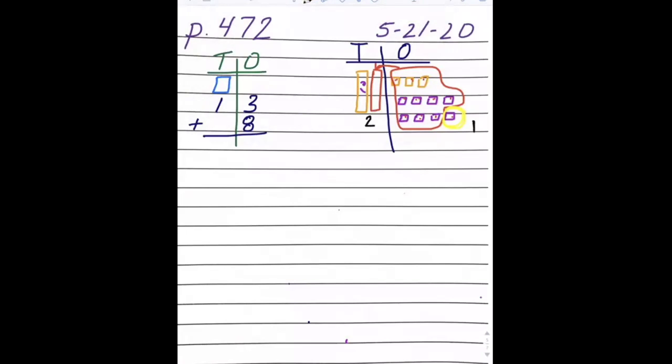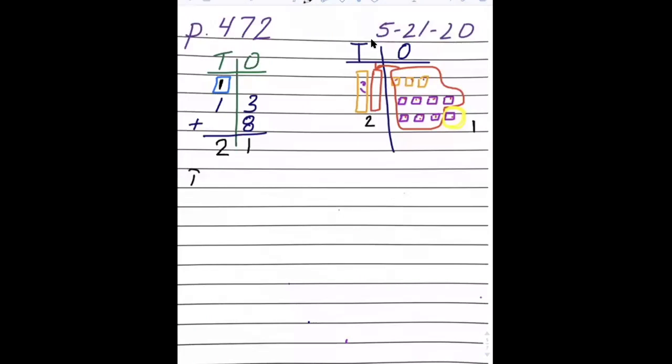Okay, so 3 ones plus 8 ones is 11 ones. So I write one here, and I carry my other one, my group of 10, into the box. Okay, so now I add my groups of 10. One group of 10 plus another group of 10, that makes two groups of 10. So 13 plus 8 equals 21.